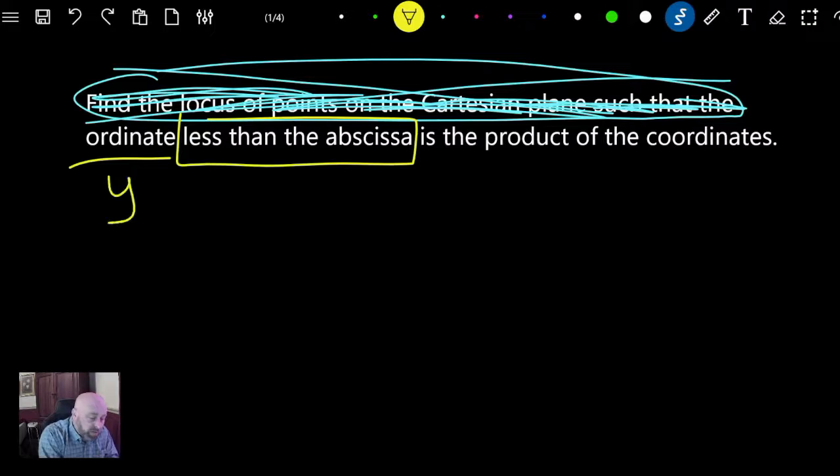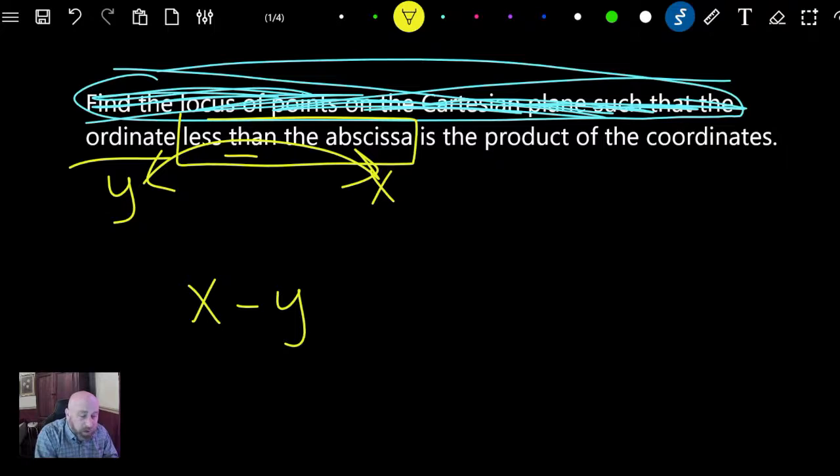So what is our ordinate? Our ordinate is our y. Our abscissa is our x. This is our less than, but don't forget we have to swap these. So this is going to come out looking like x minus y.